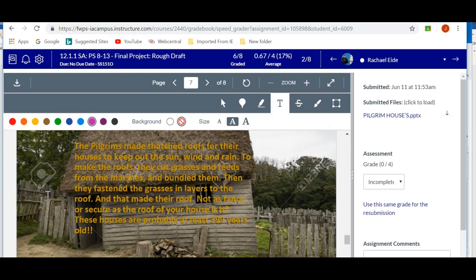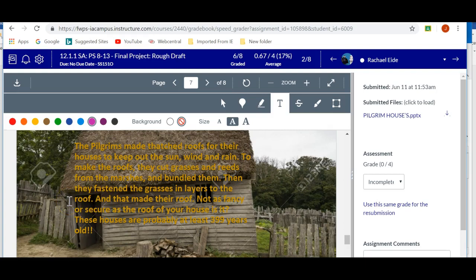Oh, here goes. The Pilgrims made thatched roofs for their houses to keep out the sun, wind, and rain. To make the roofs, they cut grasses and reeds from the marshes and bundled them. Then they fastened the grasses in layers to the roof, and that made their roof. Okay, so you want to take out this period, and just to make sure that you write in layers to the roof, and that made their roof. So take out the period and make this a lowercase a to combine the sentence.